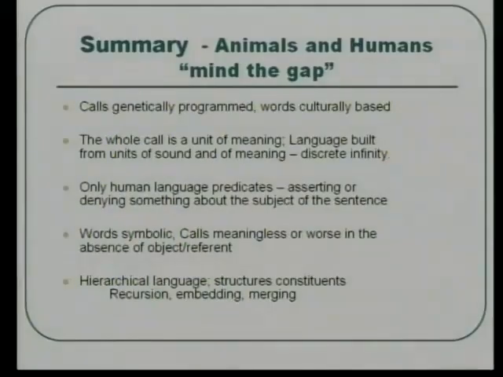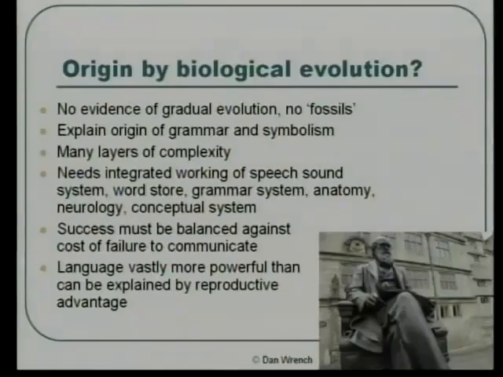Language, as we have seen, human language consists of hierarchical structures. We've seen that in speech sounds, we see that in words, and we see that in grammar. And within grammar, we have other functions like recursion and embedding and merging functions. So it's a considerable gap there. So from that evidence, do we see evidence that fits with biological evolution? And I would say no, no way.